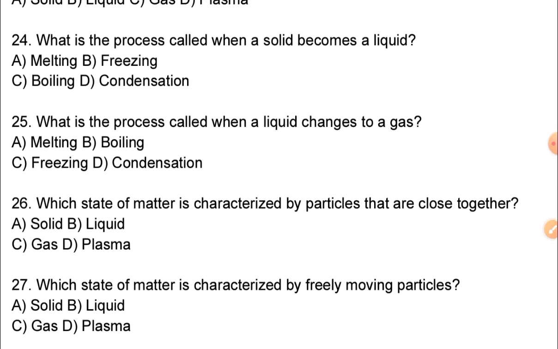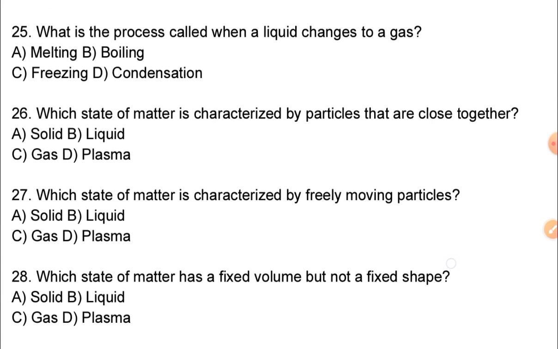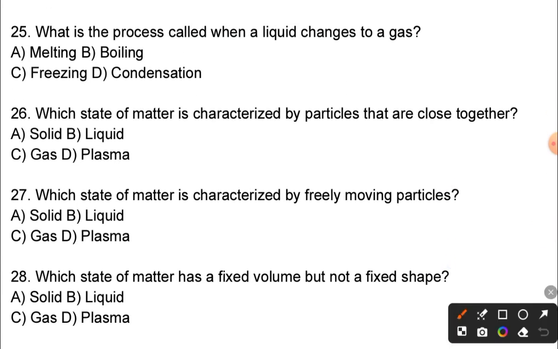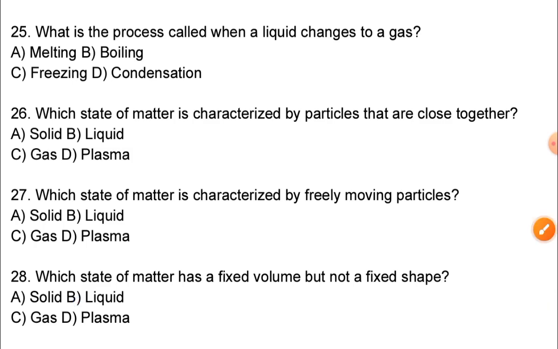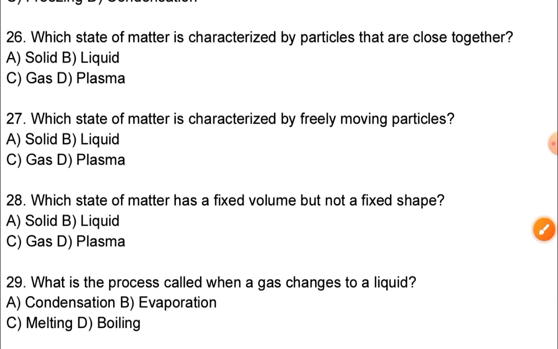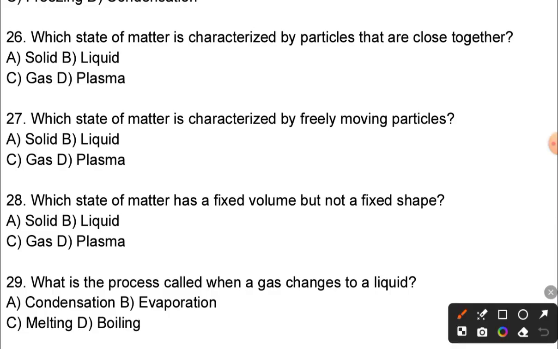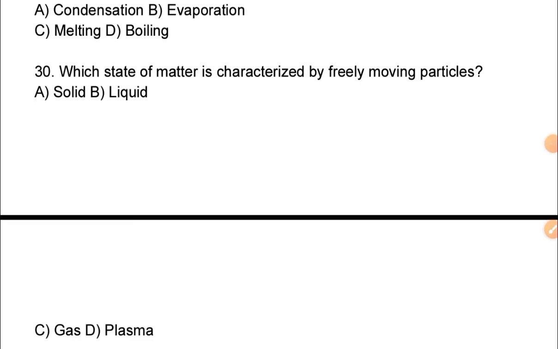27. Which state of matter is characterized by freely moving particles? 27, answer is C. 28. Which state of matter has a fixed volume but not a fixed shape? 28 is B. 29. What's the process called when a gas changes to a liquid? Gas changing to liquid is known as condensation. Question 30.